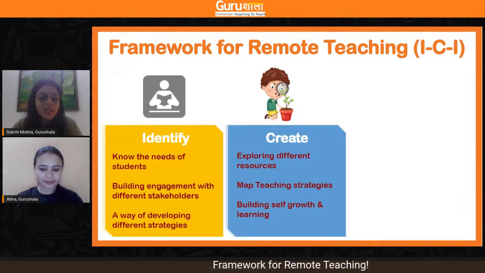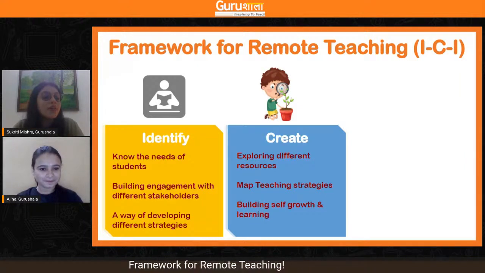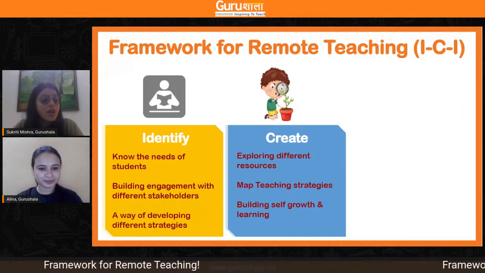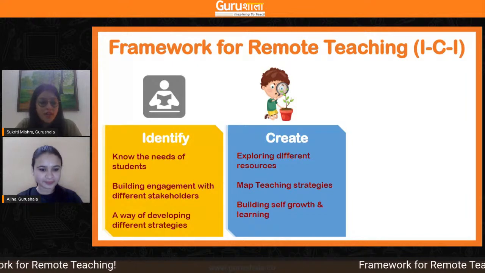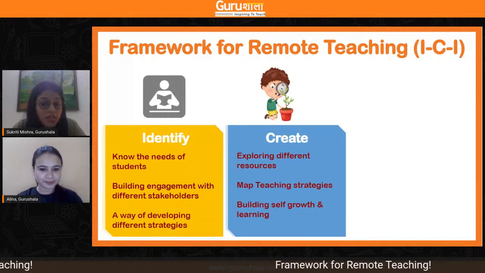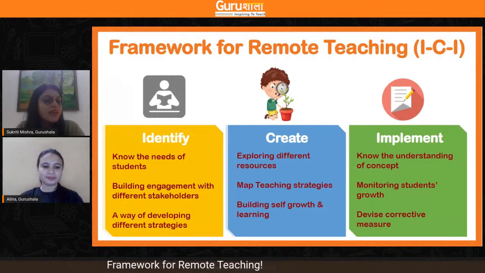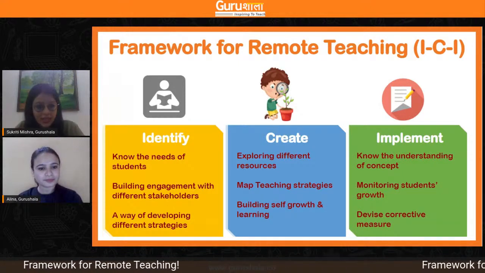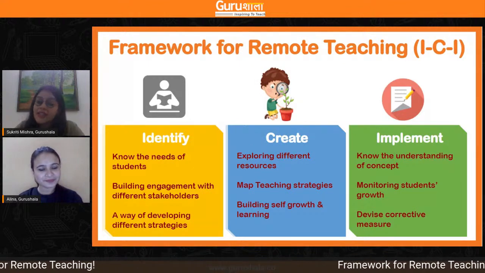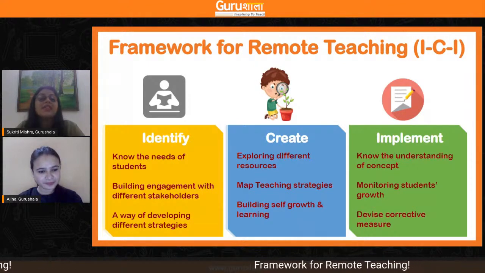So apart from subject teaching, we need to ensure that students are given the kind of life skills which are required to face their day to day challenges and face unpredictable situations. So accordingly, teachers have to create a strategy where they know that the student is growing holistically. Finally, in the ICI framework, the last step is implement.